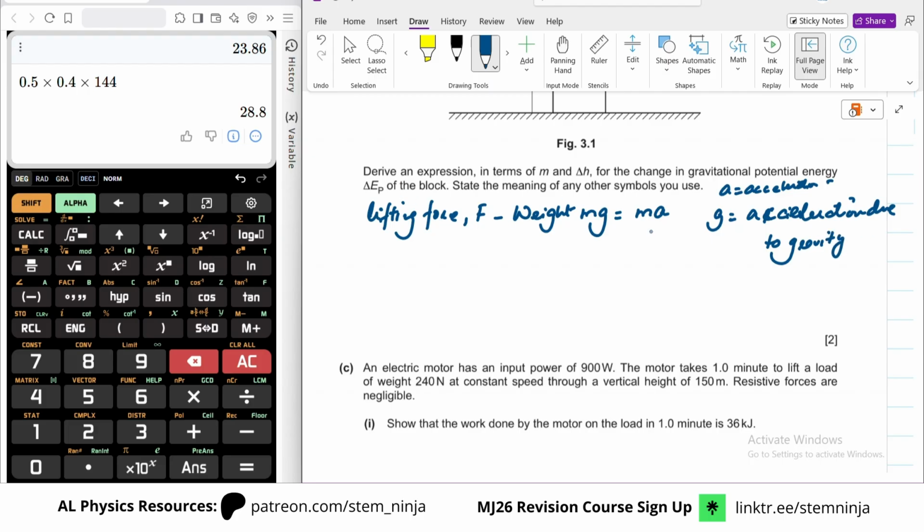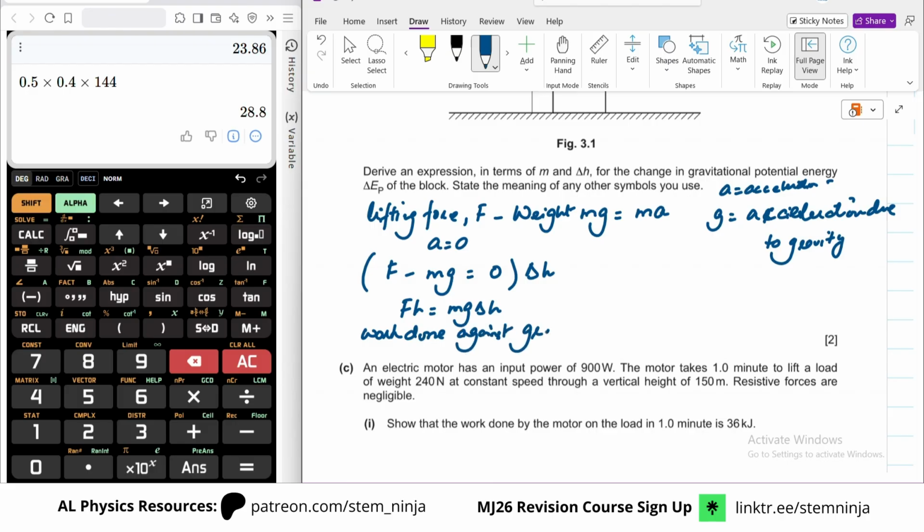Okay, so we have this. A is 0, so when we multiply force minus mg equal to 0 times delta h, you get F delta h is equal to mg delta h. So your work done against gravity is equal to the change in gravitational potential energy, which is equal to mg delta h.